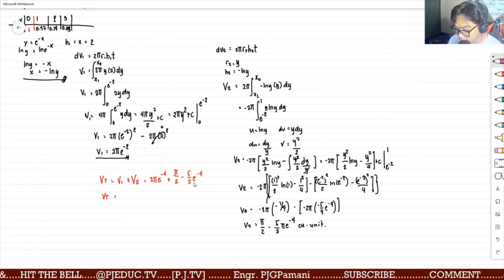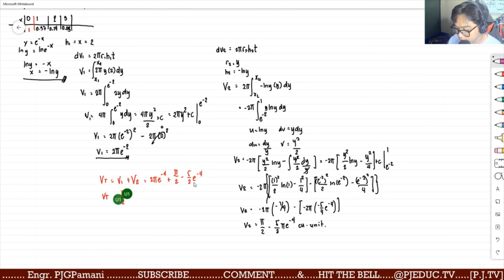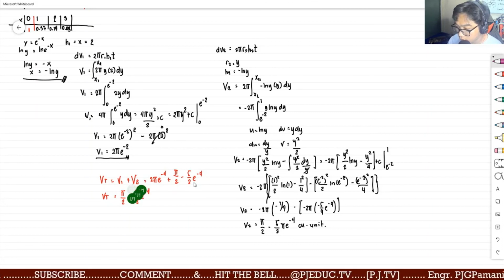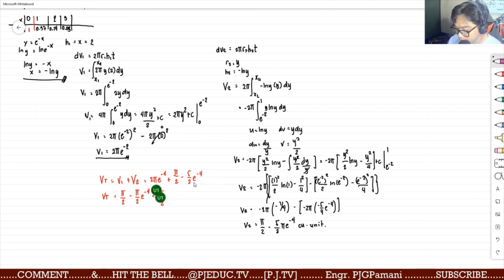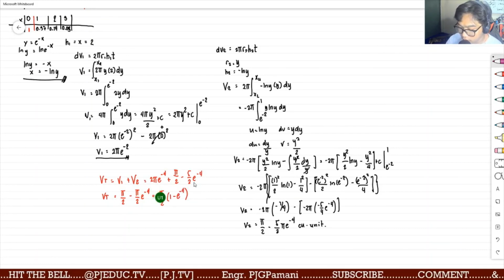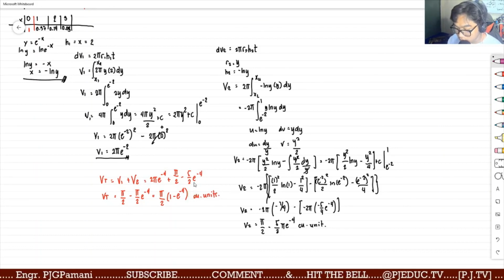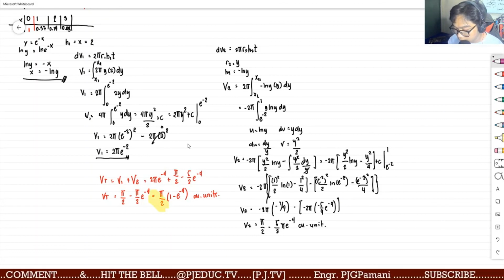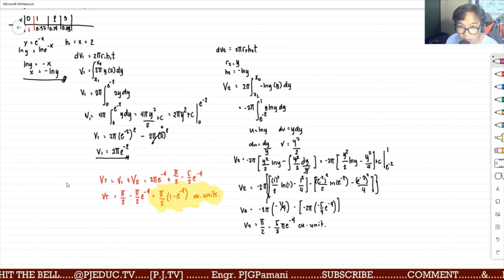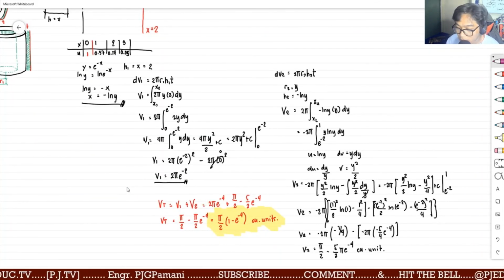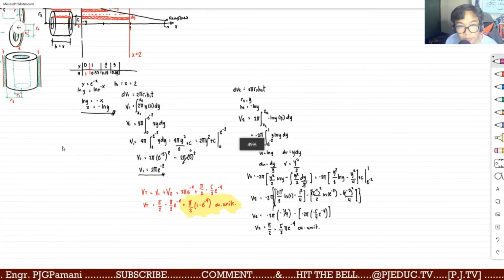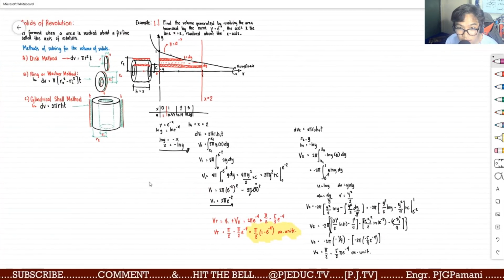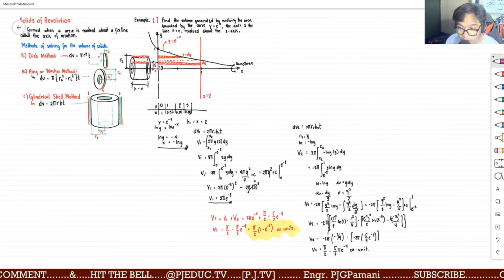It is supposed to be equal now to pi over 2 minus pi half e raised to negative 4, or the same as pi over 2 times 1 minus e raised to negative 4 cubic units. So, using the cylindrical method, the volume that comes out should be the same. With this method, it differs from the ring and washer method. So, that is the cylindrical shell method.